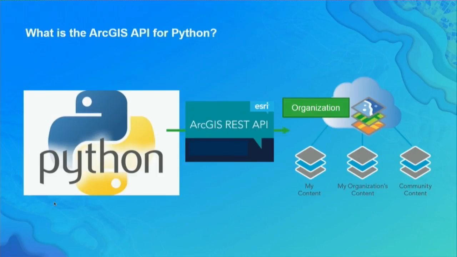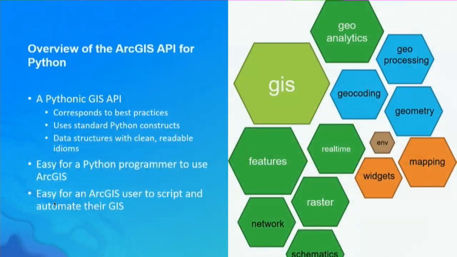But with the Python API, we built those classes for you. So we have a kind of client API that will communicate with the REST API for you and give you a quick way to get in there and get started without having to be an experienced Python developer, or potentially be an experienced Python developer but not know much about GIS, and you can use the classes that we've already built. So to take a look at what this API is all about, it's a Pythonic GIS API, and what that means is that it corresponds to best practices, has standard Python constructs and data structures that are clean and readable.